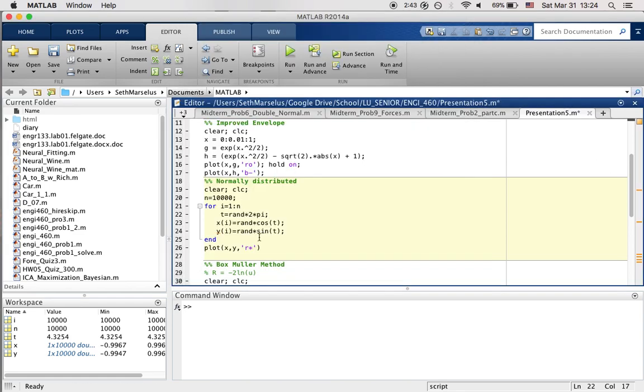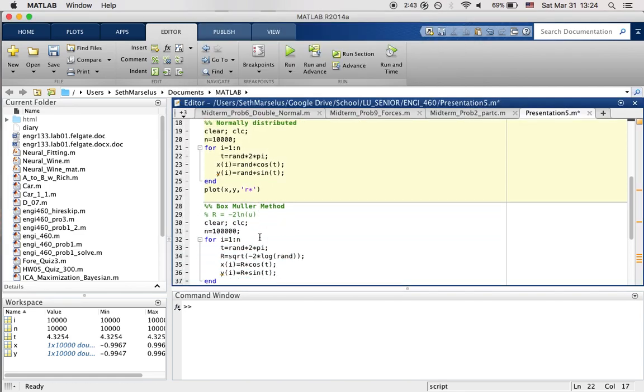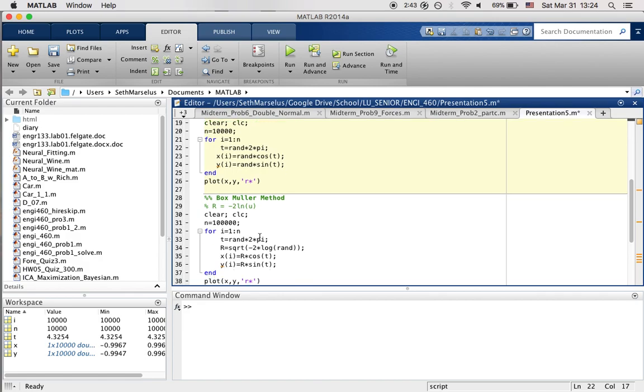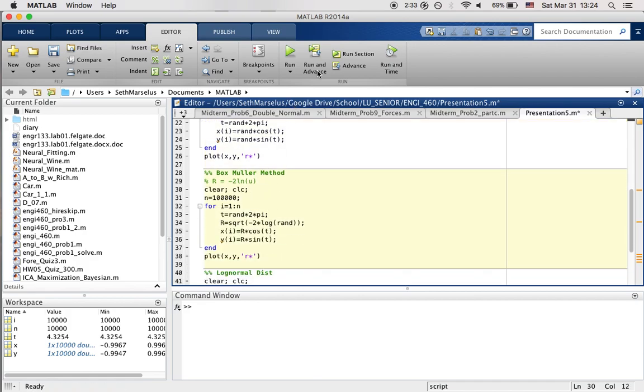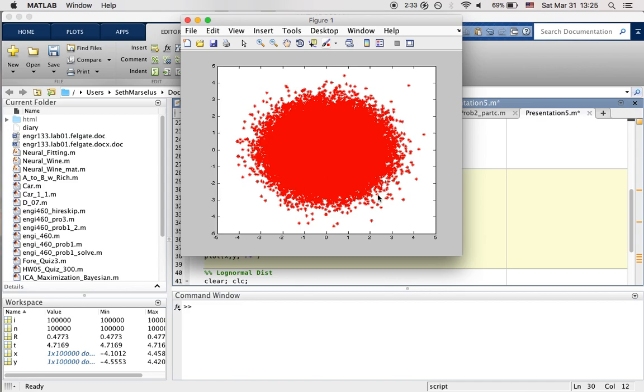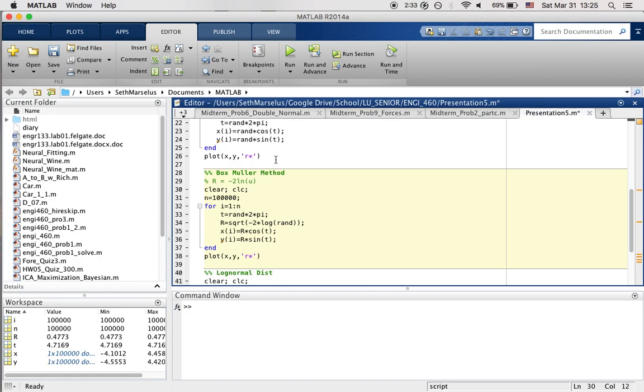But when we do the adjustment, as I was talking about in the Box-Muller method, and we multiply it by -2 ln u, then what we get from that is something more like a circle, which helps us in generating random numbers between -1 and 1 in this case.